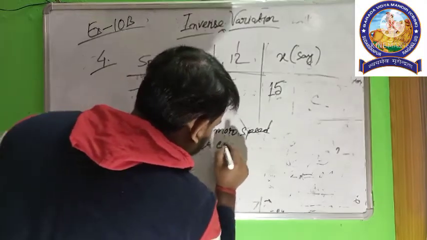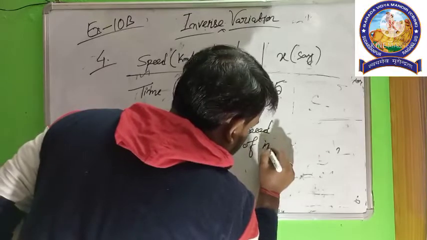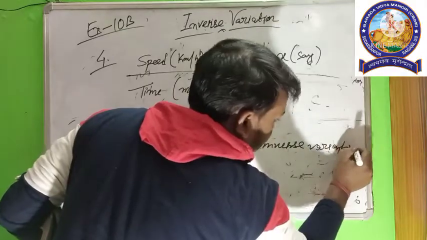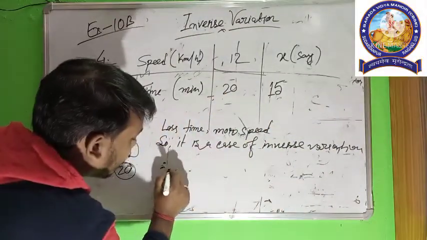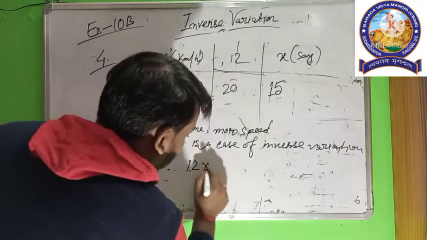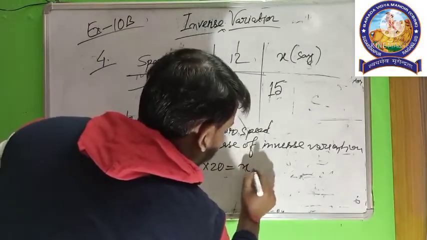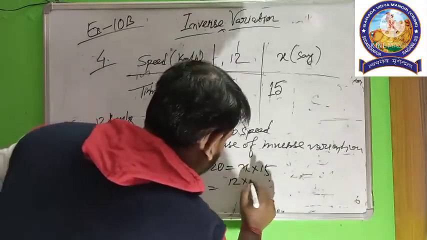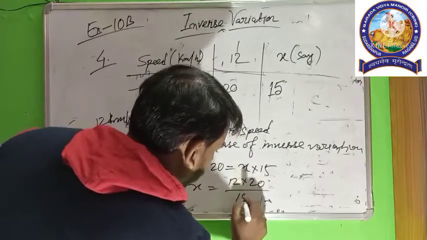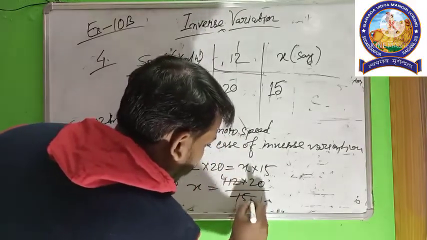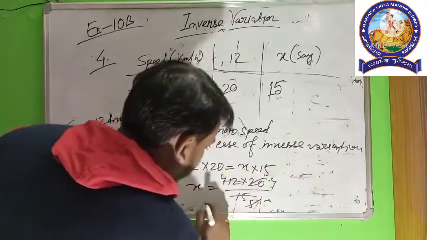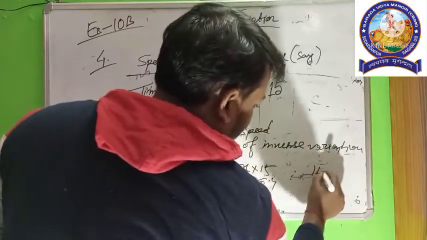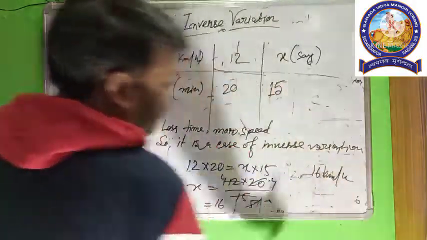So it is a case of inverse variation. In case of inverse variation, products are equal. So first product 12 into 20 equals x into 15, which implies x equals 12 into 20 by 15. So 4, 5, 4, so 16. Therefore, the required speed is 16 kilometers per hour.